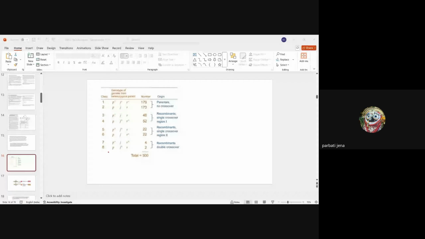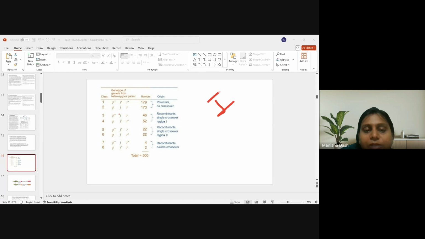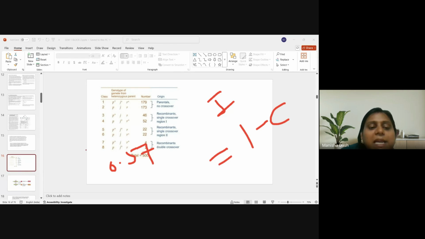Okay, now we have another term called interference. So interference is 1 minus the coefficient of coincidence. So 1 minus our coefficient of coincidence, which is 6 by 10.4. If you calculate it, the result will be I think 0.57 something. Then what will interference be?